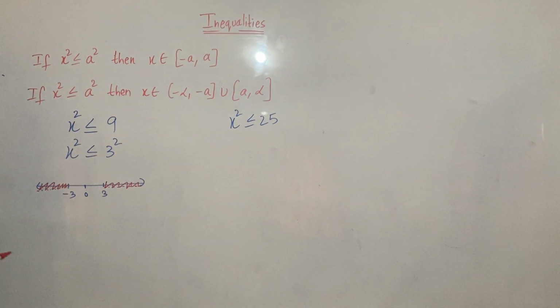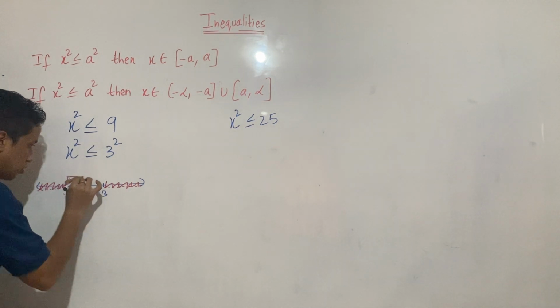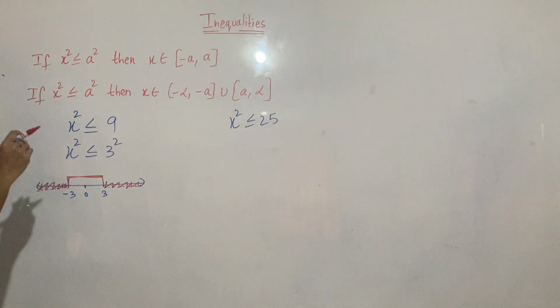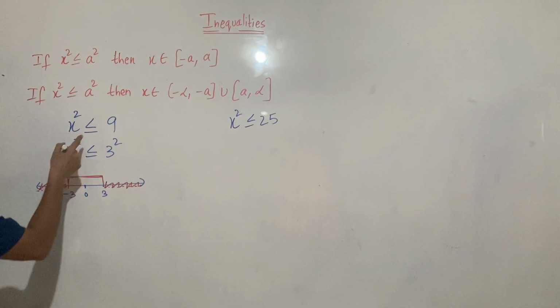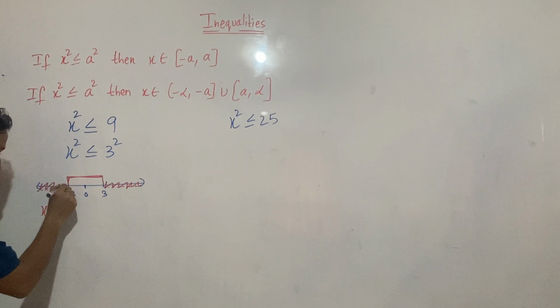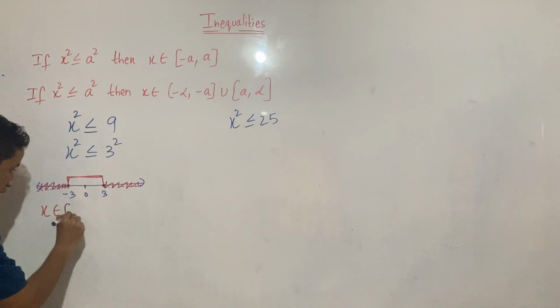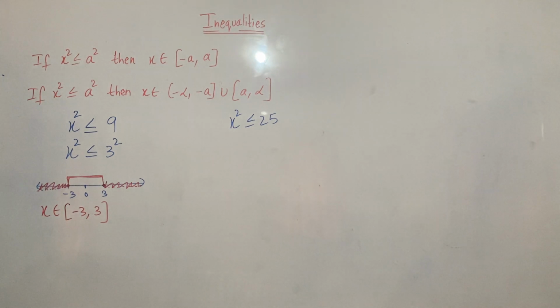So what values are we left with for x? These values, right? So here I can say that if x square is less than 9, then my x is going to be, because these are included, solid dot, minus 3 to 3. I hope you understand. Okay, let's take one more case here.